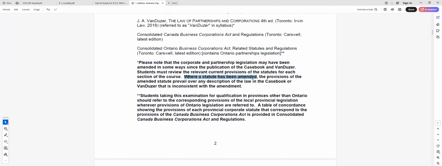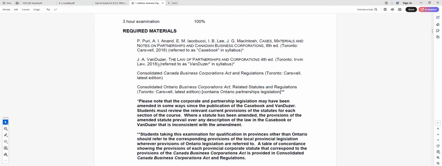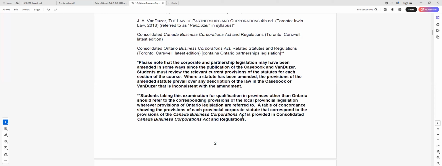Where the statute has been amended, the provisions of the amended statute prevail over any description of the law in the casebook, because you can see this is 2018 and 2016 material, so that's why it will be outdated. How many years has it been? It's almost 9 years here, right? So that is why whatever amendment has happened, we have to refer to the latest material only.